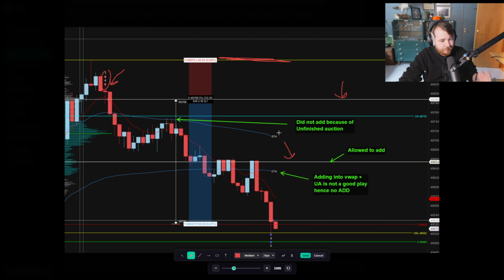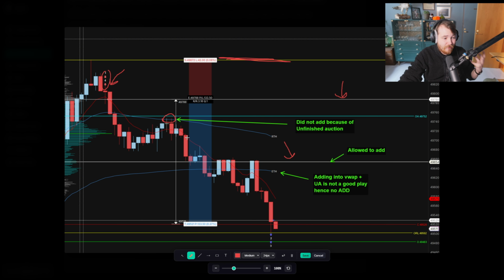And why is that? Well, I saw an unfinished auction. And again, I need to do my review work so I can see that I'm following my rules and how well I'm executing. And here I'm confirming that I'm following my rule. I'm not allowed to add into my winning position if there is an unfinished auction. And here it is. And these unfinished auctions, we can again talk about them later. I don't have time to do it on this specific video. But these work as micro magnets in the market.